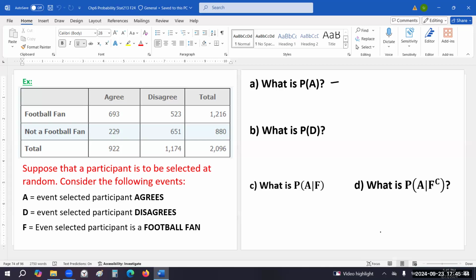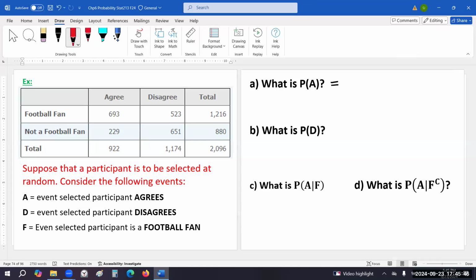So probability of agree is the total number of people who agree divided by the total sample size. In other words, 922 divided by 2096. You didn't have to do anything else in this class. I just want to see, did you understand the concept? So no reduction is needed. No simplification is needed. It is fine.